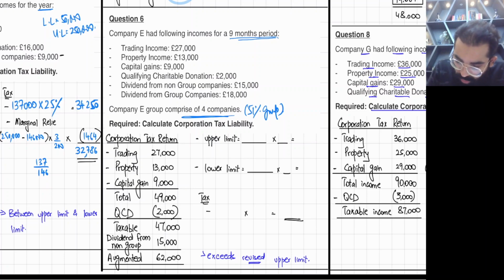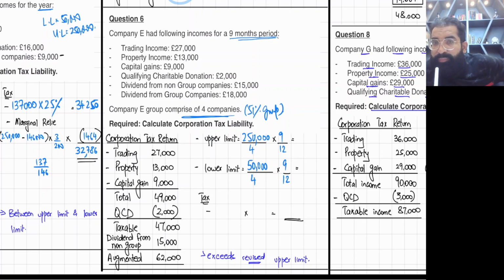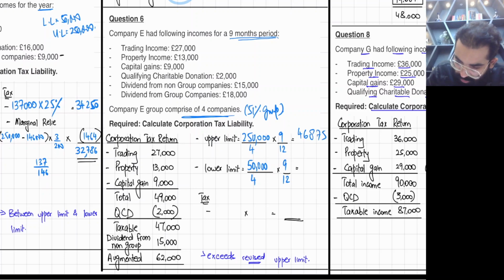So your upper limit is 250,000. Lower limit is 50,000. Divide by 4 first, and then multiply by 9 upon 12. I have apportioned because of both reasons: 4 members of the 51% group of companies, and the accounting period was 9 months, so 9 upon 12. Now let's see what the limits are. Upper limit is 46,875 and lower limit is 9,375.